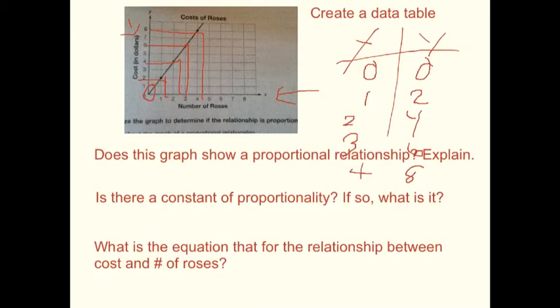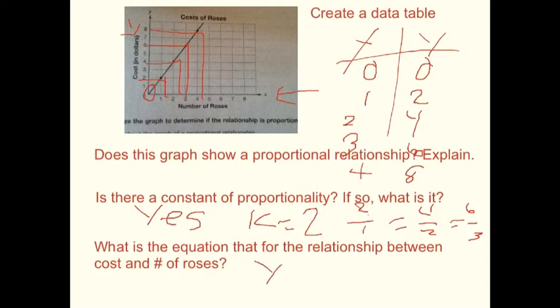So is there a constant of proportionality? My answer is yes, there is. And the constant of proportionality in this case is k equals 2, because 2 over 1 is the same as 4 over 2, is the same as 6 over 3, is the same as 8 over 4. So the relationship between cost and roses will always reduce to $2 per rose. And what's the equation for this relationship? It would be the cost equals 2 times the number of roses, or y equals 2x.